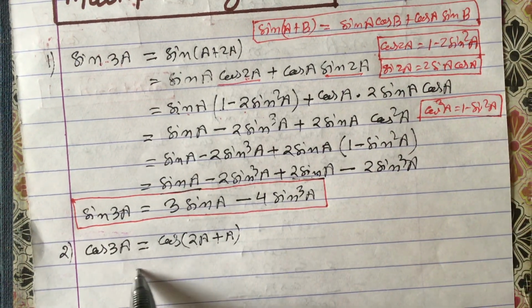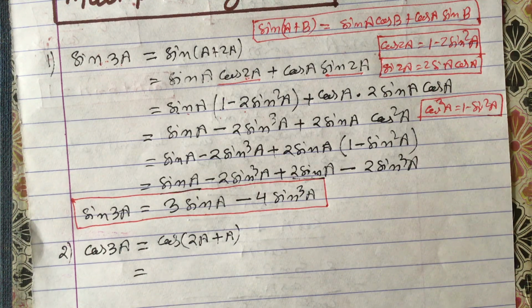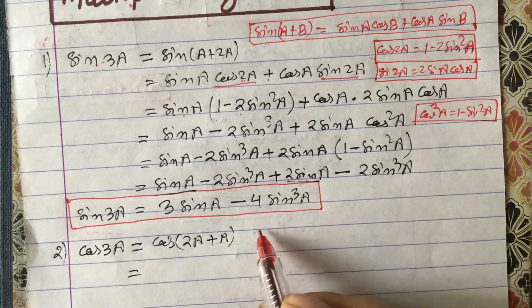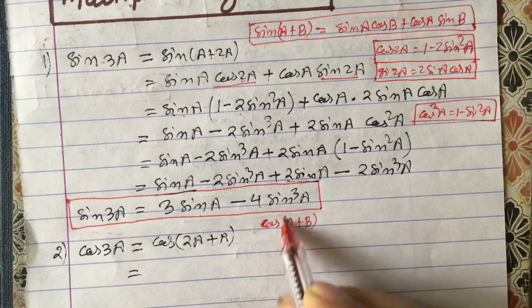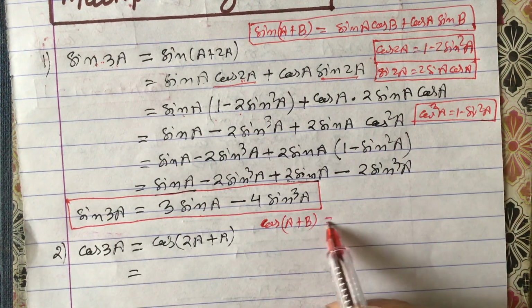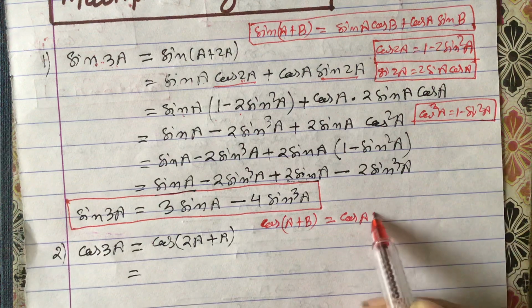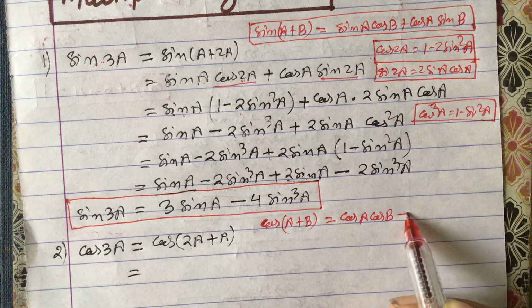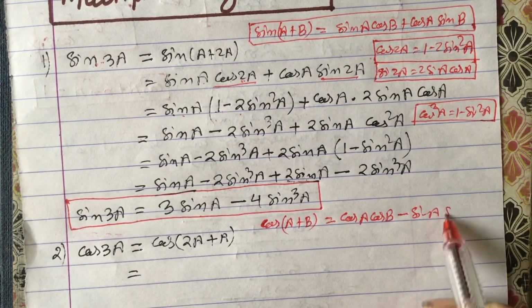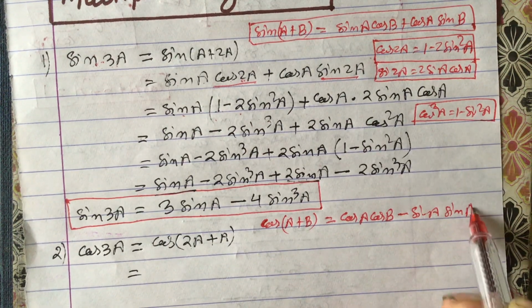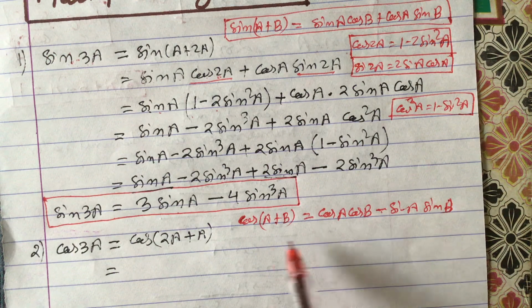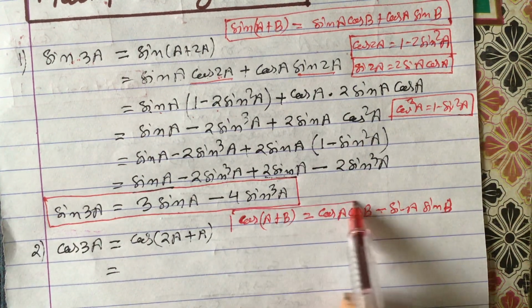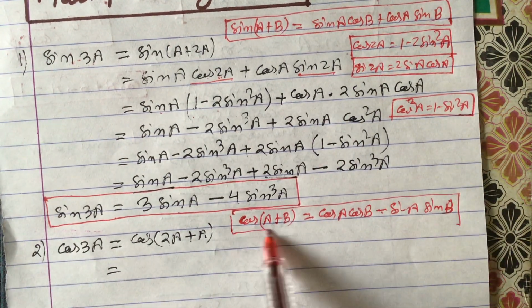Now we need to apply the cos A plus B formula, that you have learned in class 9C, in the compound angle chapter. Cos A plus B formula is cos A cos B minus sin A sin B. In the case of cos, if here is plus, here will be minus. In the formula, be careful here. In the case of sin and in the case of cos, it is different.